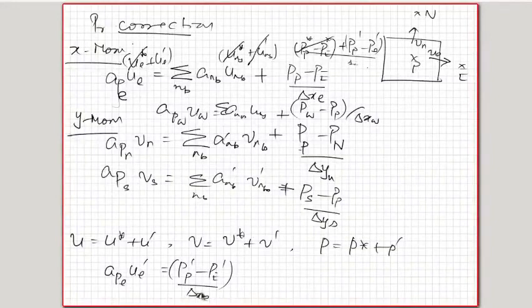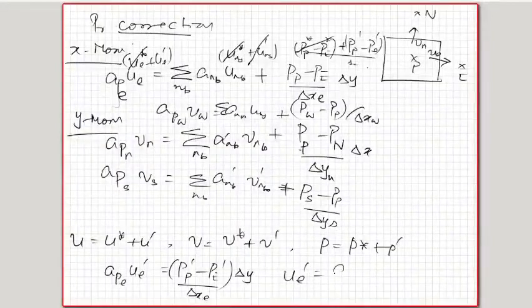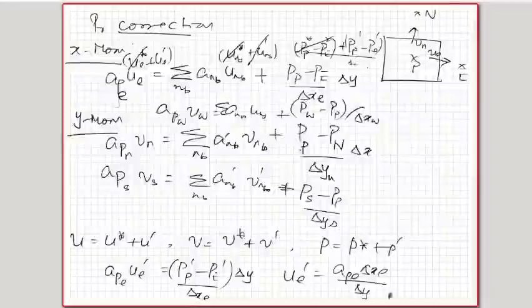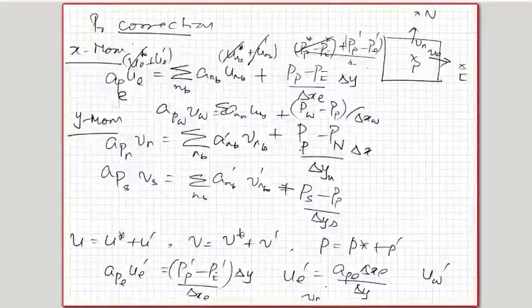Okay, and when it is integrated, there will be a delta y here, and this is delta x here. So this will be a delta y by delta xe. So I can write ue prime is equal to delta y divided by ape delta xe times the pressure correction difference. So this is something which I can get. Similarly, I can get an expression for uw prime, and similarly for vn prime and vs prime. And once I get this, I'll integrate the continuity equation.